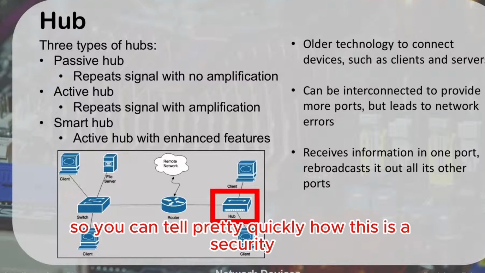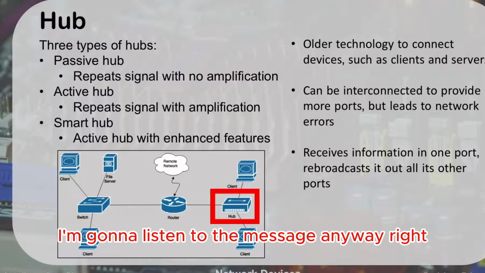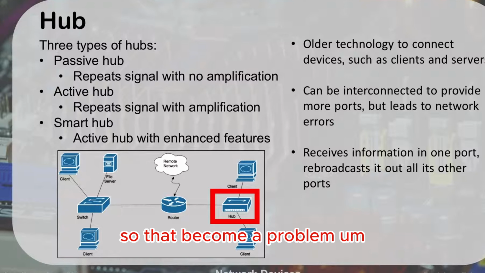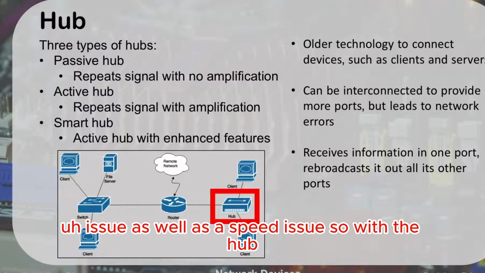So you could tell pretty quickly how this is a security issue, right? Because Nick can easily go, I'm not going to cover my ears. I'm going to listen to the message anyway, right? So that became a problem. So that's why we don't really use hubs anymore. We end up using switches instead because of a security issue as well as a speed issue.